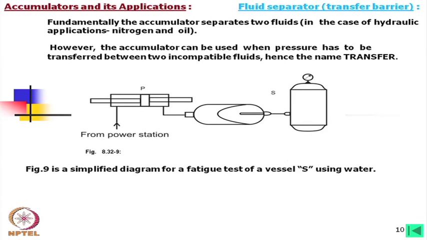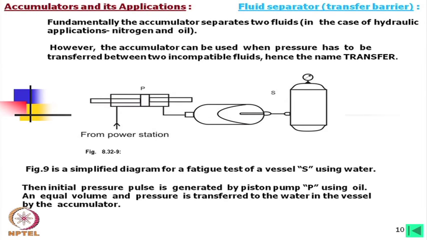Now, this is a very simple system. Suppose we consider figure 9, a simplified diagram for a fatigue test of a vessel using water. We are fatigue testing this cylinder, and here we are creating pressure by the oil, but inside there is water, and this is separated by an accumulator. So, we are creating pressure through this accumulator bladder. The water inside is being pressurized, and by oscillating this, we are applying the fatigue load to this vessel. So, this is one application of this accumulator, which is called transfer.